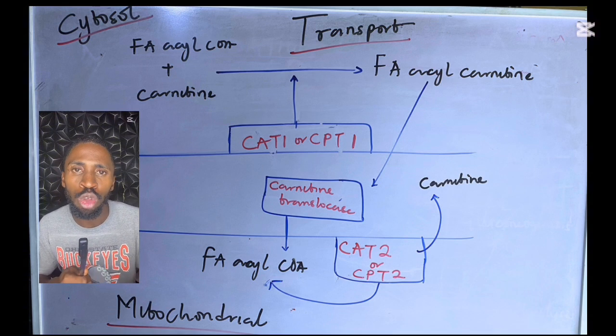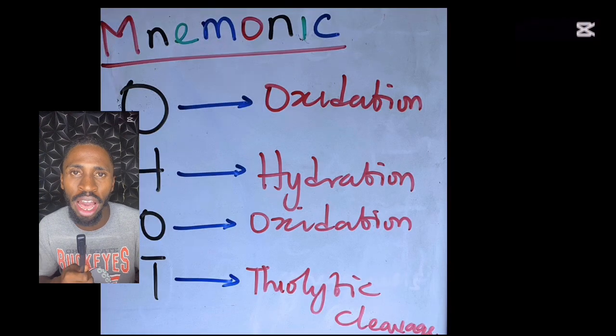So very simple. In the beta oxidation proper, we have some reactions. The reactions are oxidation, hydration, oxidation, and thiolytic cleavage. Remember the mnemonic OHOT: oxidation, hydration, oxidation, thiolytic cleavage. Remember that beta oxidation occurs in the inner mitochondrial matrix. So the first one is oxidation.